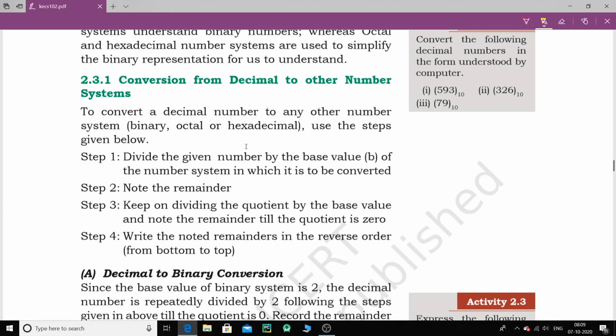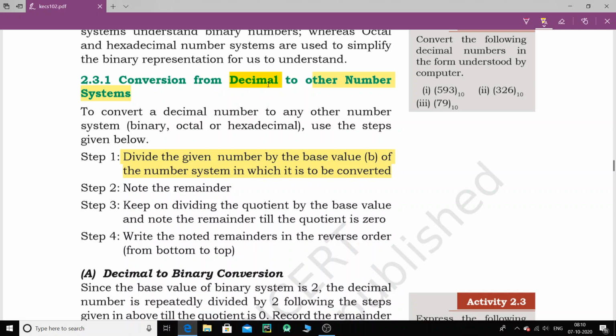So how do we convert a decimal to other number systems? Whenever we want to convert a decimal to any other number system, the rule remains the same. And what is the rule? The rule is to divide the given number by the base value of the number system in which it is to be converted, which means that if I want to convert a decimal into binary, I'm going to divide that decimal number by 2.